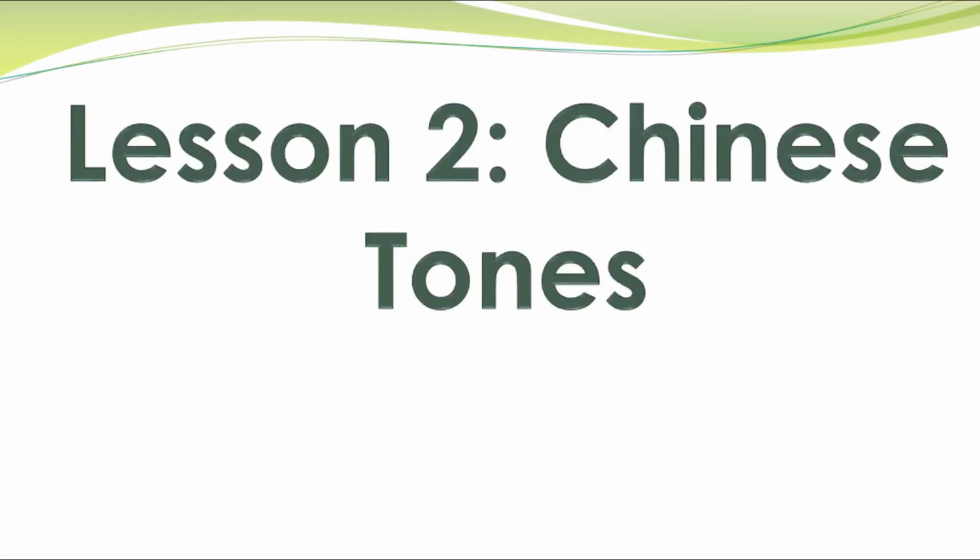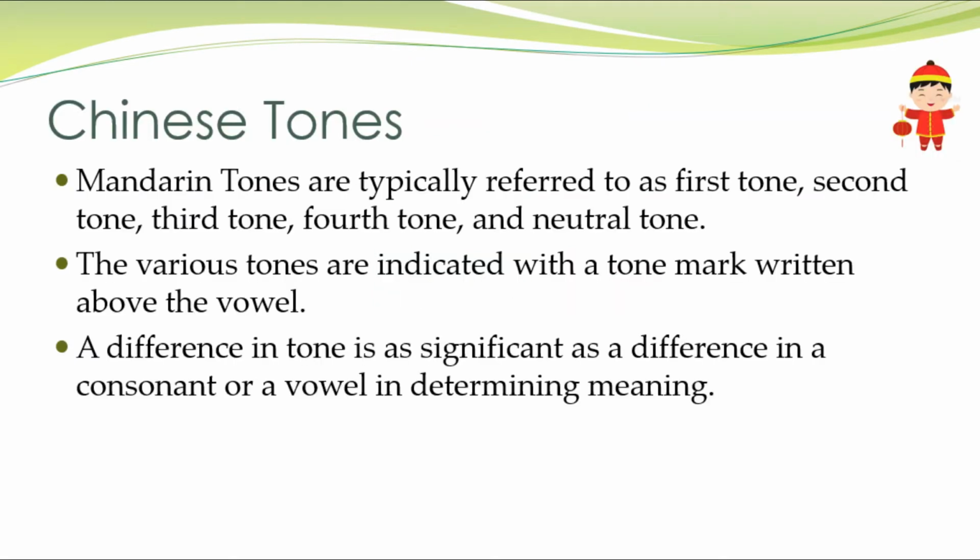Alright, let's move to lesson 2, Chinese tones. So Chinese tones, meron silang 5 tones. Una yung first tone, second tone, third tone, fourth tone, and neutral tone. Yung various tones na yan, ito yung naka-indicate sa taas ng vowel. So, a difference in tone can have a significant difference sa meaning ng isang word. So, magkamali ka lang ng tone mo, mag-iiba na yung ibig sabihin nun. So, be careful. Kaya natin ito papag-aralan.